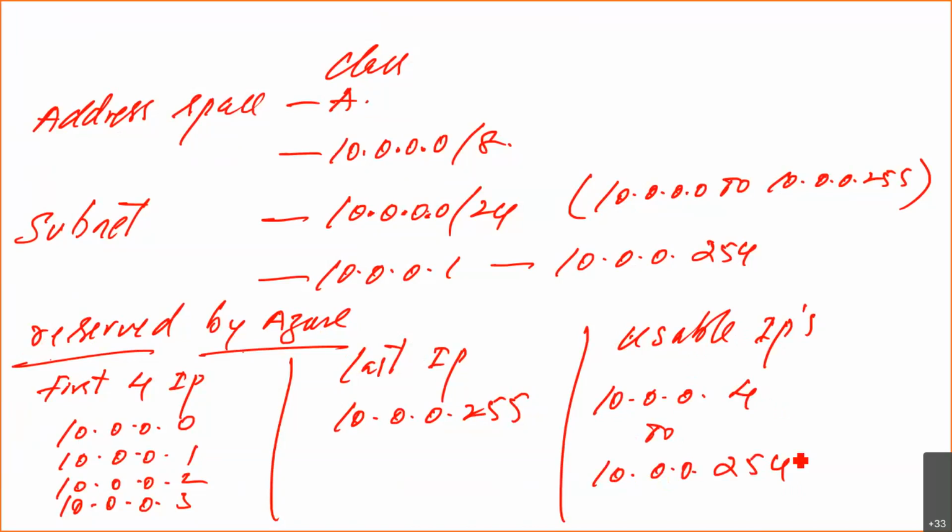Okay, the same concept applies for class B also, guys. Same concept for class C also. Okay, I'm taking the example of class C. If anyone says, sir, show me the class B usable IPs, we have to say the same thing. Instead of 10, you have to use 192.168. Instead of 10, you can use class B 172.16 also. Okay, so these are the usable IPs.